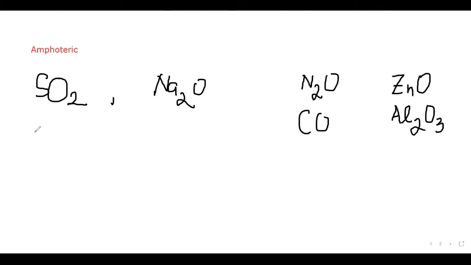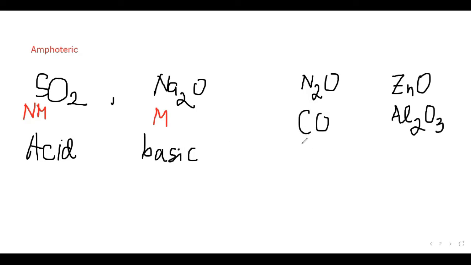SO2, this is the example of acidic oxide. Acidic oxide means when it is dissolved in the water, it will produce acidic solution. And the keyword for this acidic oxide is formed when you have nonmetal with oxygen. For basic, it is metal with oxygen. And this is a basic oxide. So when it's dissolved in the water, it will produce basic solution.